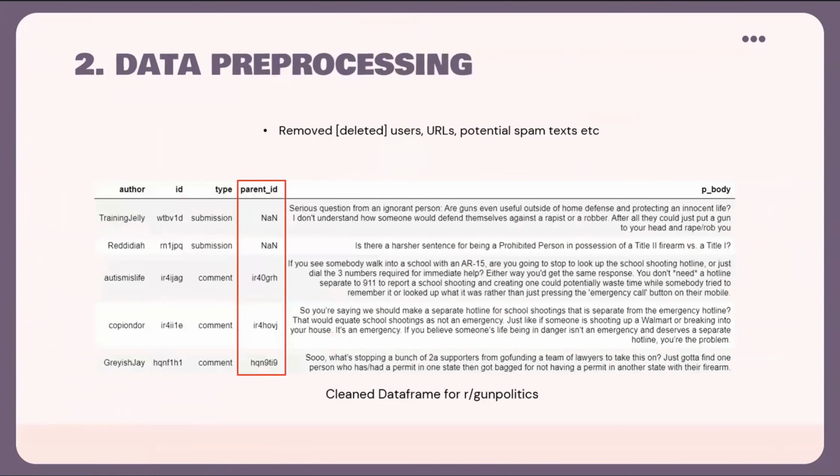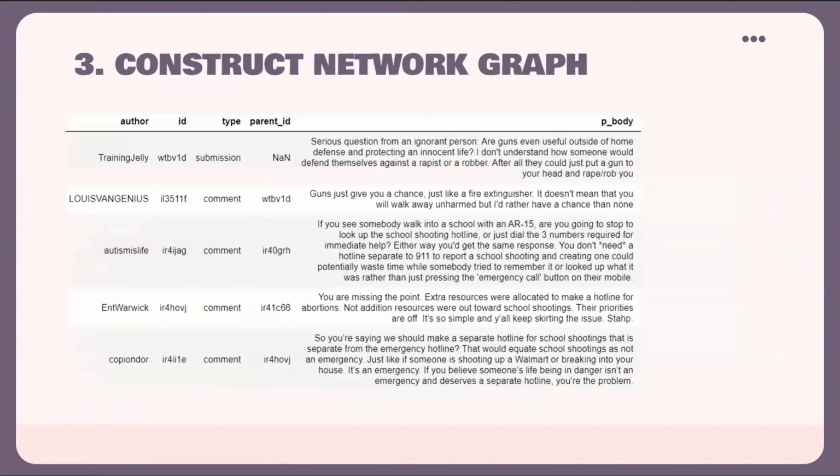For step 2, data preprocessing, we have removed deleted users, URLs, potential spam tags, etc. The parent ID column indicates the ID that this text has replied to. Since submissions do not reply to anybody, they do not have a parent ID.